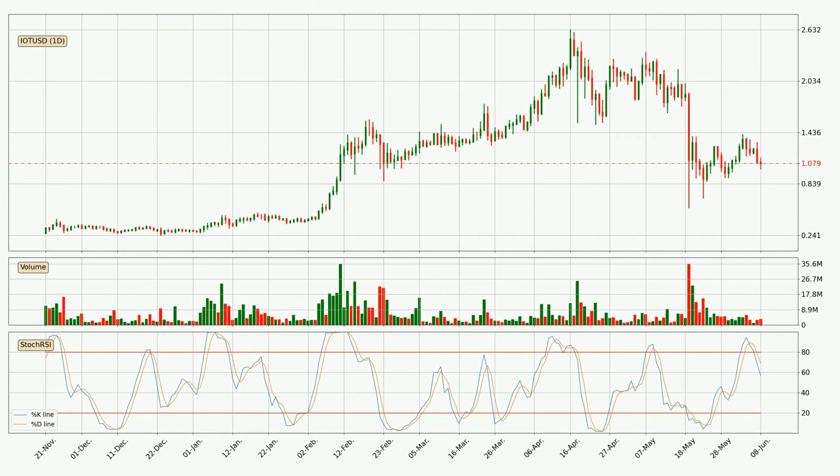Jumping to the daily stochastic RSI, the stochastic RSI currently shows no overbought or oversold conditions, but we can see that the trend is currently going down because the K line is below the D line.